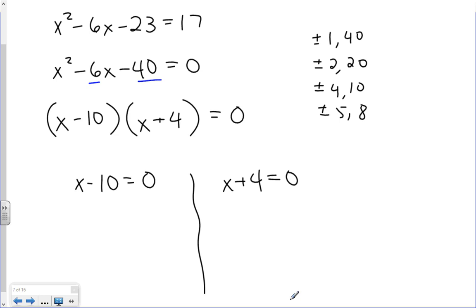And now solve. Adding 10 to this first equation gives me x is equal to 10. That's one solution. Subtracting the 4 over here, x is equal to a negative 4 is my other solution. So those are my two solutions to that quadratic equation. And we found it by factoring. Okay?